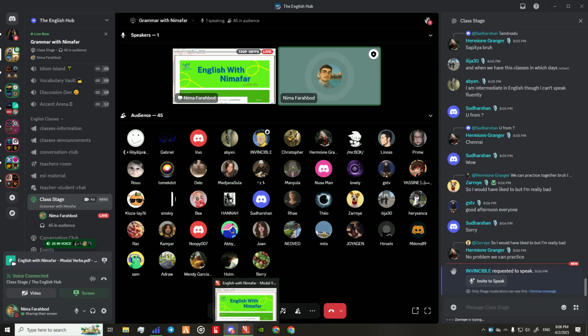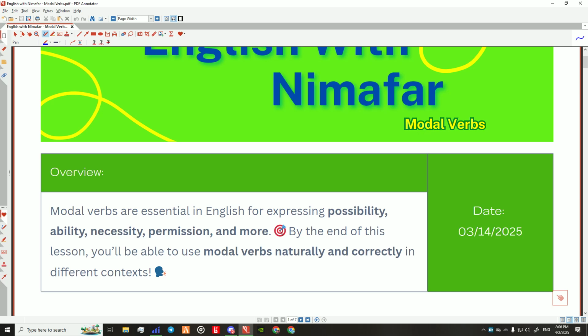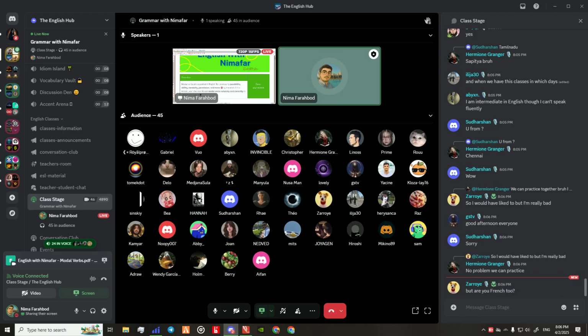So before we start, let me ask you some questions. First, let's read this. It says modal verbs are essential in English for expressing possibility, ability, necessity, permission, and more. And by the end of this lesson, you will be able to use modal verbs naturally and correctly in different contexts.